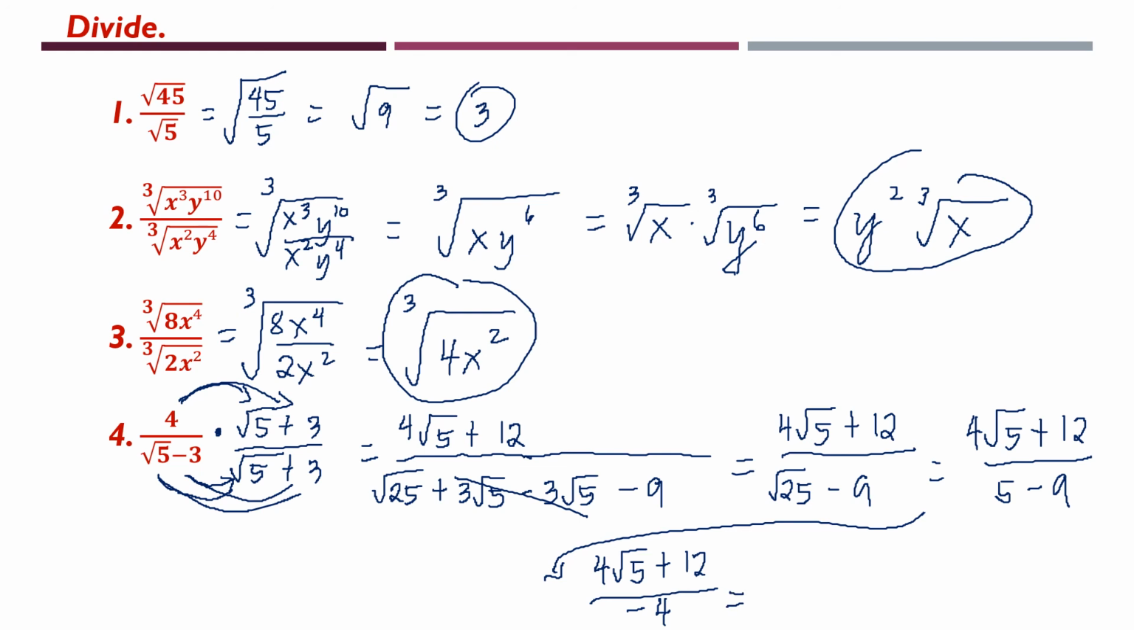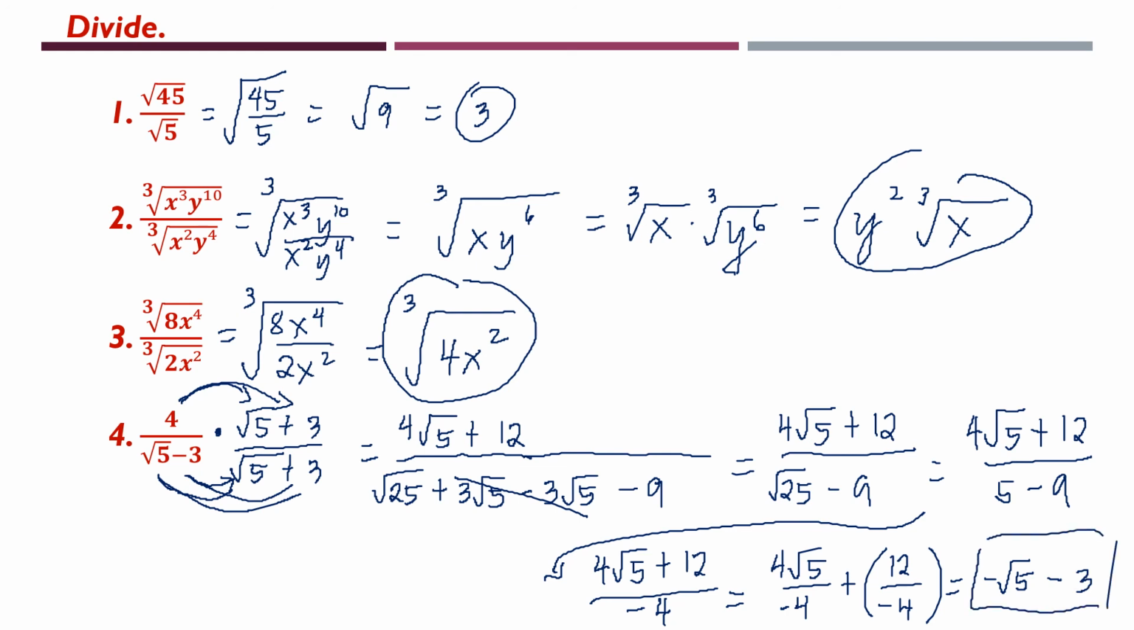This expression is the same as 4 square root of 5 over negative 4 plus 12 over negative 4. So we can simplify. 4 over negative 4 is negative 1, so that will give us negative square root of 5. And then 12 over negative 4 is negative 3. So for our final answer, we have negative square root of 5 minus 3.